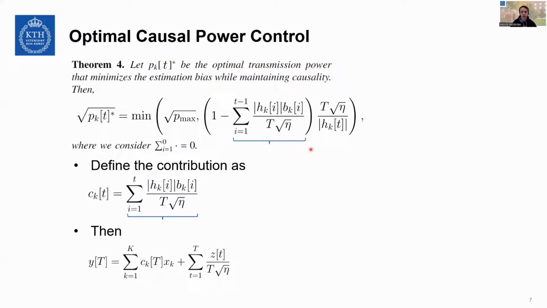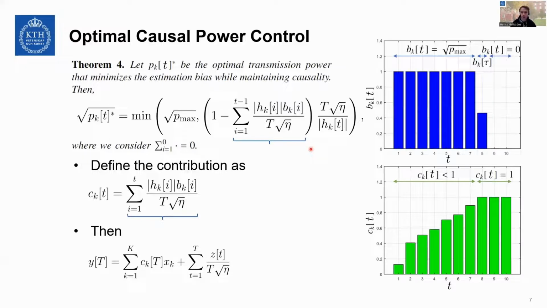And in fact, this power control algorithm here is a greedy algorithm that always tries to maximize this contribution in every single iteration until the contribution reaches 1, illustrated in these two plots here on the right. So in the upper plot here, we're looking at the pre-transmission scalar for one particular device in the network over a span of 10 different time slots.